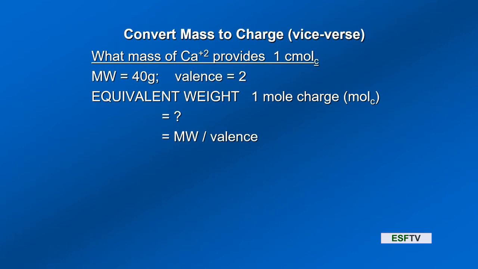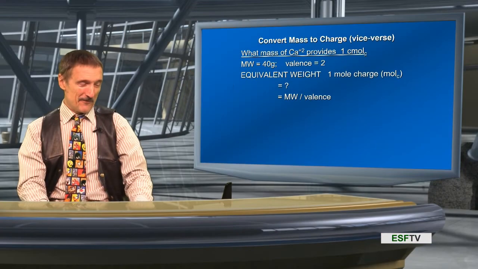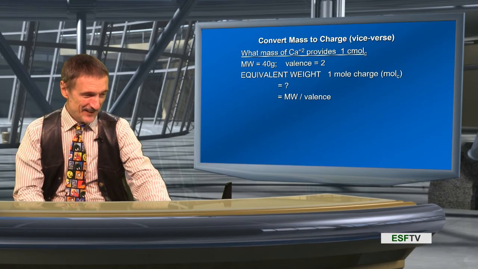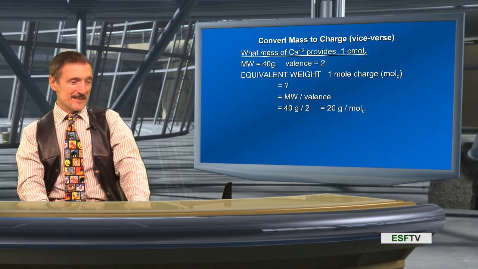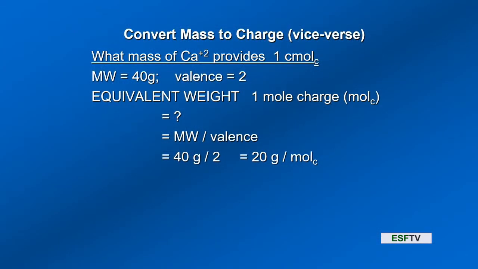So let's run the numbers. This is pretty easy, right? We don't need a calculator. I could use my hand calculator if I had all my fingers and toes, and my buddy next to me and his fingers and toes, and I'd have 40, so we use a hand calculator. So 40 grams over 2, molecular weight over the valence, and that's equal to 20 grams. So we're computing a mole of charge. It's 20 grams of calcium +2 that will produce a mole of charge.